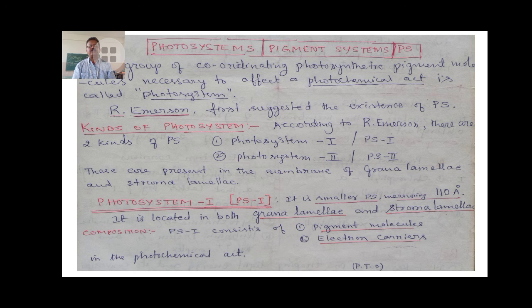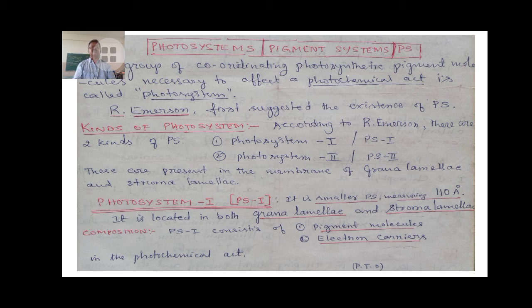So what is the role of photosystem 1 in the photochemical act? There are many different roles of photosystem 1. Number 1, it takes part in trapping of sunlight energy and its conversion into chemical energy. Okay, so the first role of photosystem 1 is trapping of sunlight energy and its conversion into chemical energy. Second one is it involves cyclic and non-cyclic photophosphorylation during light reaction in photosynthesis.